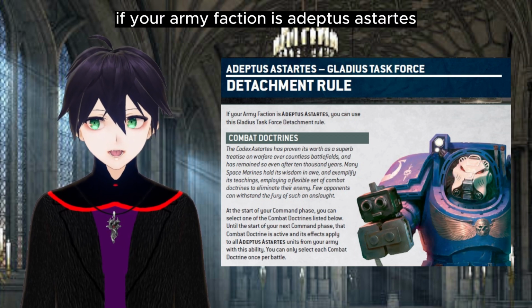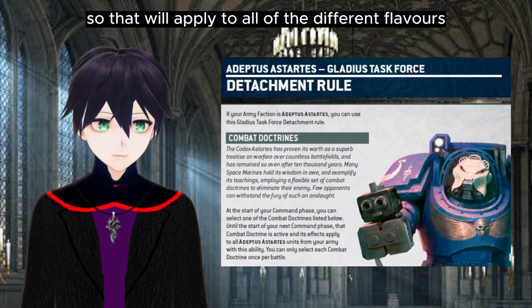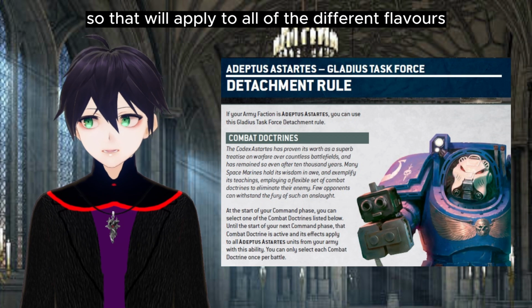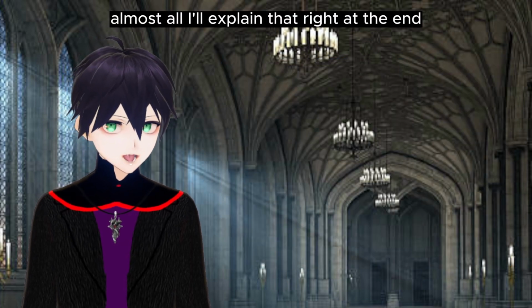If your army faction is Adeptus Astartes, you can use the Gladius task force detachment. So that will apply to all of the different flavors of Space Marine. Almost all. I'll explain that right at the end.